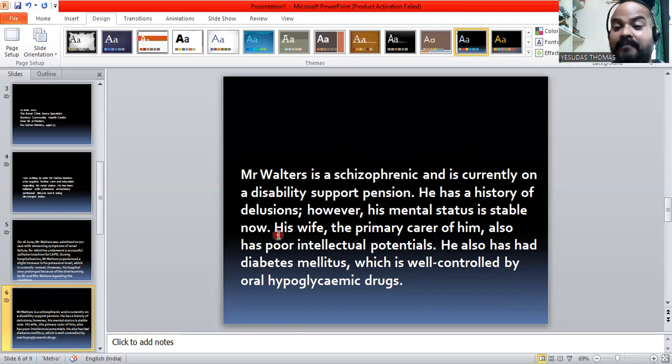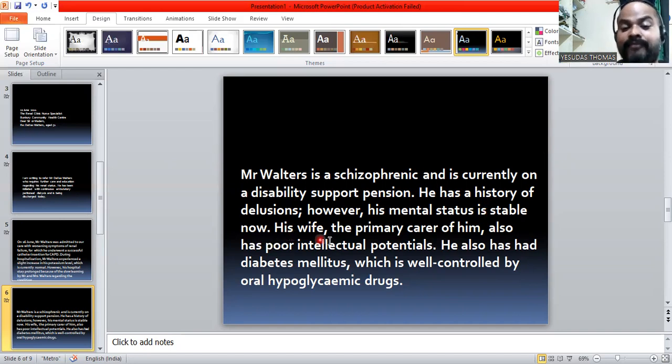Now, in the case note, we have mild chronic delusions and all. So we just generalized it. I just didn't write mild or chronic delusions. I have said delusions, that's it, generalized it. However, his mental status is stable now. If you want to add the word relatively, you can add it there, because the word relatively is something significant there.